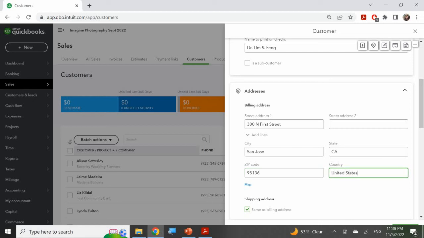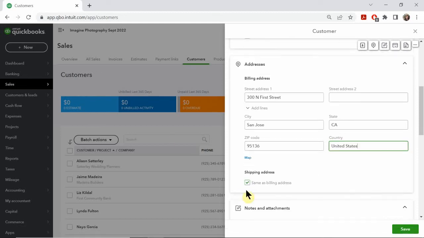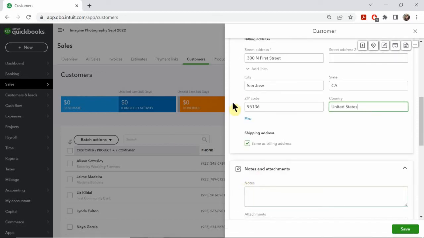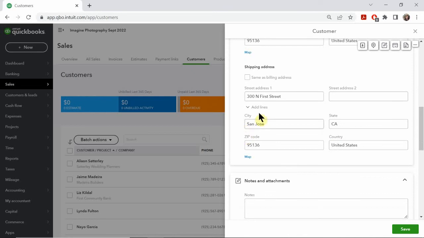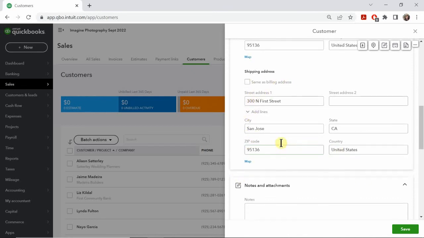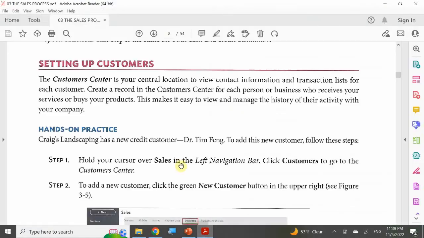Of course, if you want to make sure that this address is legitimate and correct, you can go ahead and map it. We selected that this shipping address is the same as the billing address, but if for any reason you want to choose a different shipping address, you just uncheck that and add the shipping address in here. But in this case, we're going to acknowledge that it is the same as the billing address. Okay.